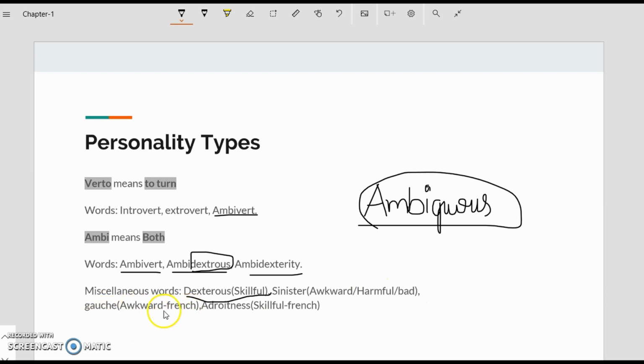Gauche is also a French word which means awkward, which also means left-handed person. Adroitness, adroit. Adroit is a French word used for right hand. As we said, dexterous is a right-handed term that is derived from Latin. So adroit is a French word used for right-handedness. That is skillfulness. So adroitness means skillfulness. These are all the miscellaneous words that are given in this book derived from these root words.